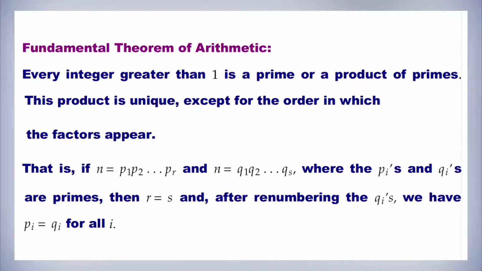Now let us start the study about those integral domains in which an analog of the fundamental theorem of arithmetic holds. First, the fundamental theorem of arithmetic is: every integer greater than 1 is a prime or a product of primes. This product is unique except for the order in which the factors appear. That is, if n equals p1, p2 so on up to pr and n equals q1, q2 so on up to qs, where pi's and qi's are primes, then r equals s, and after renumbering the qi's, we have pi equal to qi for all i.